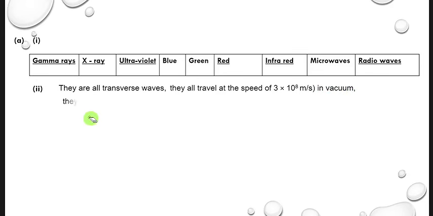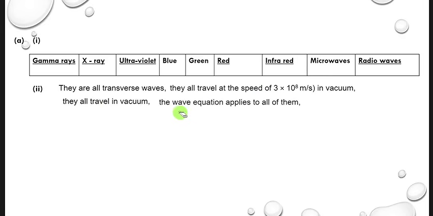Then they all travel in vacuum. Yeah, so they travel at the same speed and also travel in vacuum. And then the wave equation applies to all of them. Then they transfer energy. So they needed 2. You could put this one and this one, then that's all. But I put everything so that you understand.